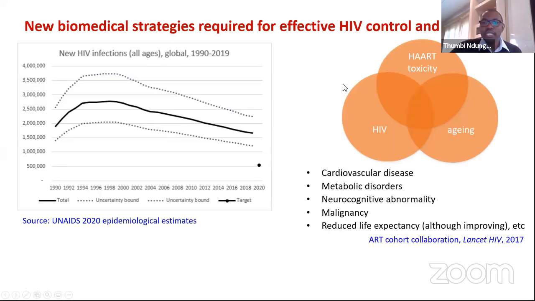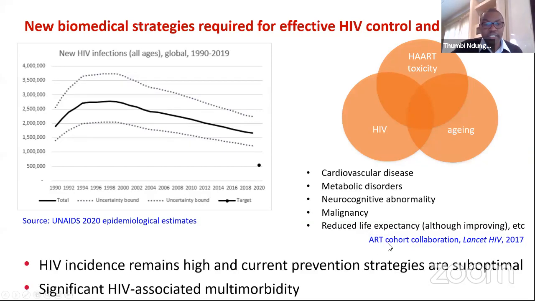We also know that HIV infection is associated with a lot of comorbidities, even in people who are on antiretroviral therapy. So individuals who have HIV infection, even when they have very well controlled infection, are at higher risk of developing cardiovascular disease, metabolic disorders, neurocognitive abnormalities, malignancies, and they have also reduced life expectancy. So overall, HIV incidence remains high worldwide, particularly in some population groups, and current prevention strategies are suboptimal.